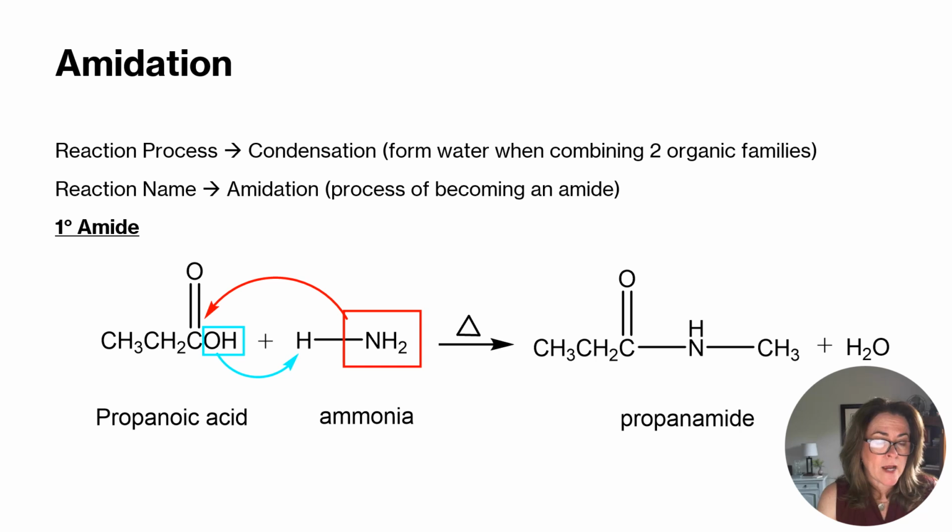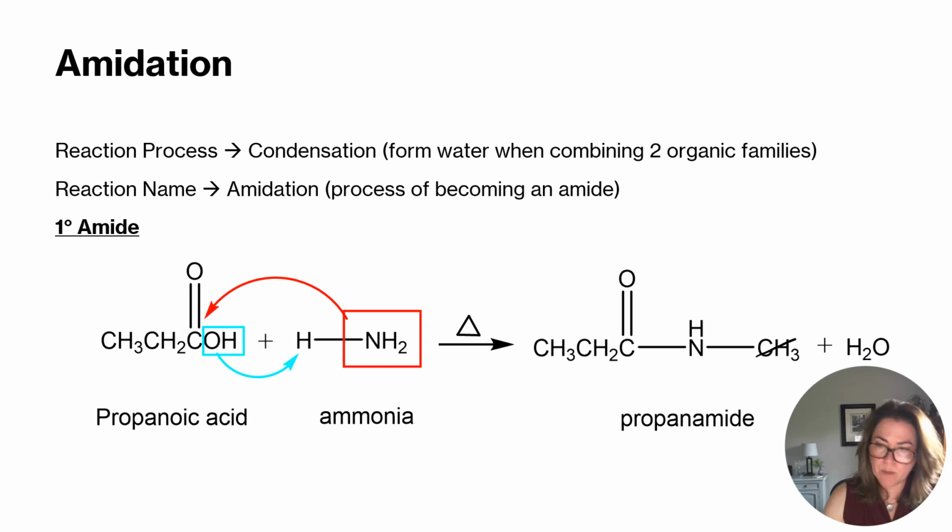All of these reactions must include a carboxylic acid. And so in our example here, we have propanoic acid. And now in order to form a primary amide, it is critical that we are reacting this with ammonia. All of these reactions will have to take place under heat. That will be our reaction conditions.